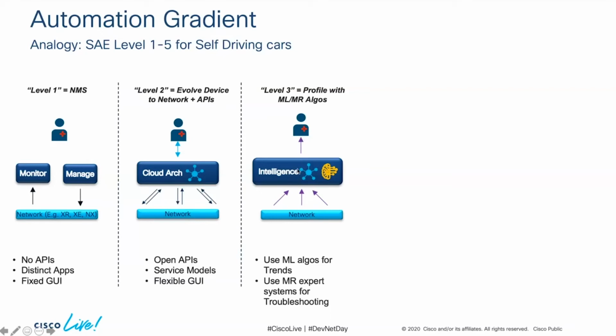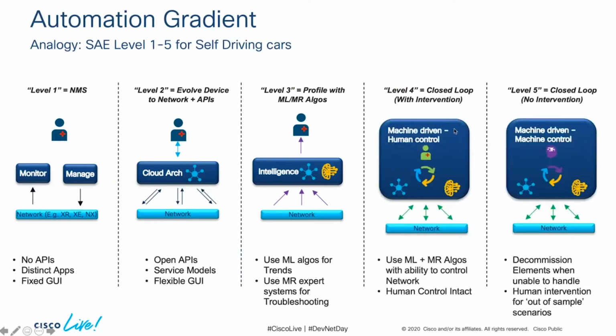Now, where level 4 and level 5 really get interesting is how they close the loop, as in not just get information from the network, but also go back into the network. Now, level 4 is a human intervention that's there in the middle. Level 5 is machine takes over. And I know what you're thinking. It's not Skynet yet, but we are definitely headed in that direction. Now, let's talk about both of these.